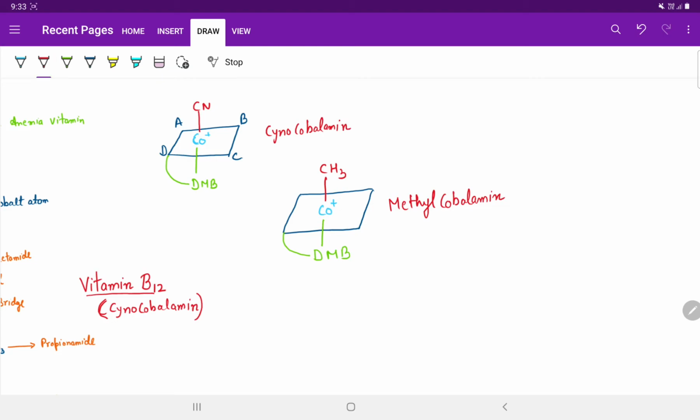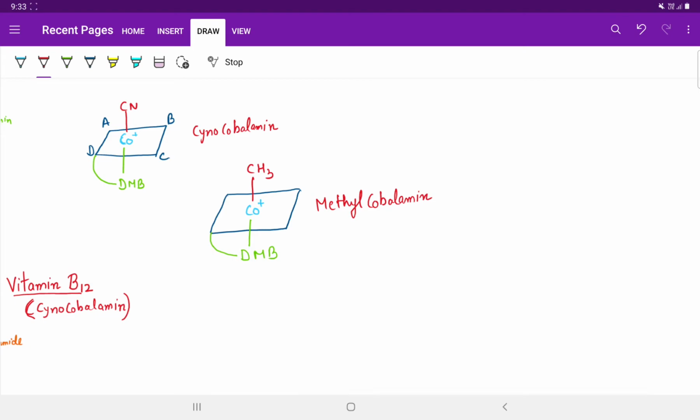And similarly, when an adenosine group is attached, it is known as 5-deoxyadenosylcobalamin. So instead of methyl, there will be an adenosine. So you will have to remember only these two because they are quite important.